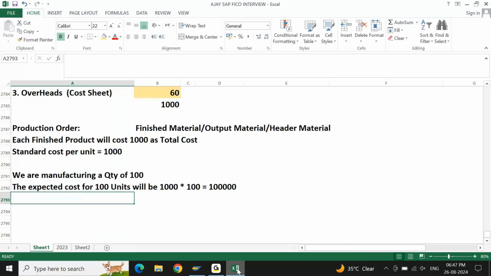Standard cost. This is your standard cost. Total actual amount of cost, the cost of 100 units. Production cost, cost of goods manufactured. Actual cost of the cost of goods manufactured. This 100,000 you identified or calculated, was it before starting the production or after completing the production?